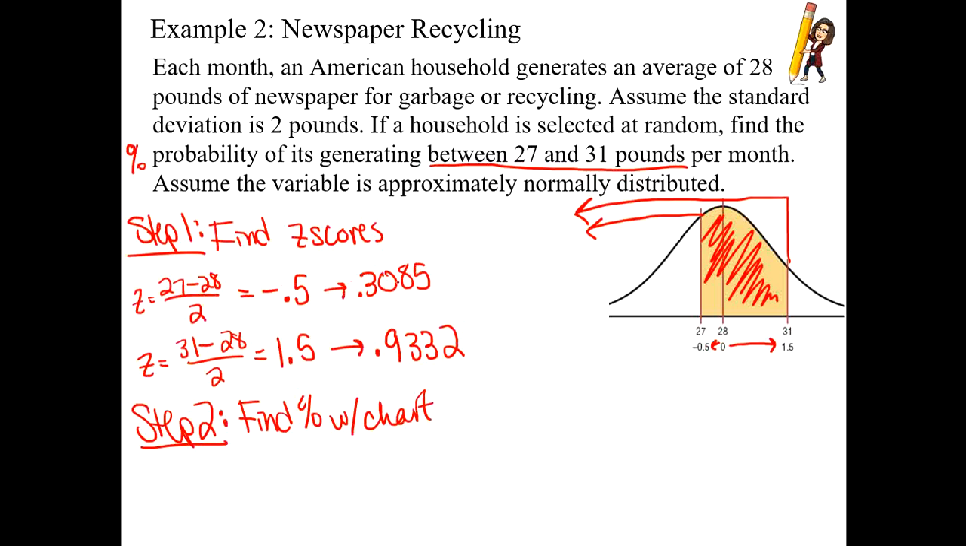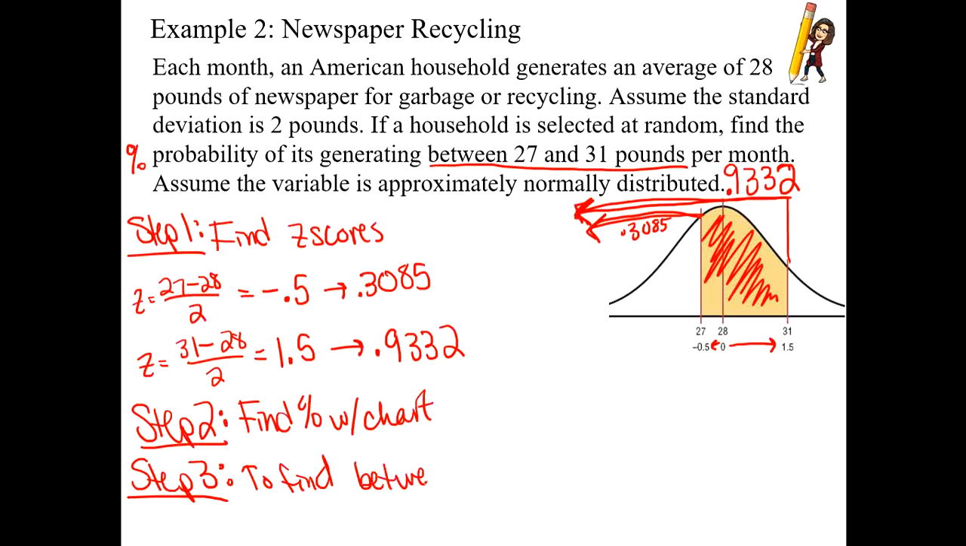Okay, so this was my z-score, here are my percents. But remember, 0.9332 is giving us the percent of everything below that value of 31, and 0.3085 is giving us everything below that value of 27. So our last step, to find the percent between, is that we're going to have to subtract.